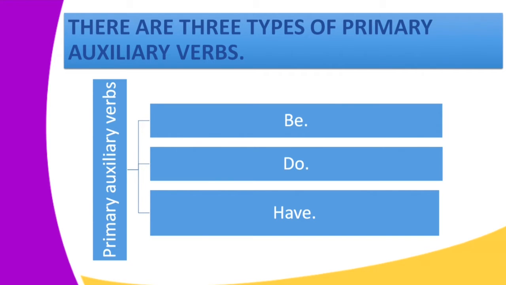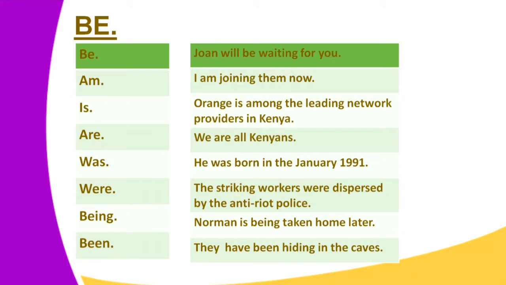Be, do, and have. Now, these 3 forms have their different forms, of course, depending on tense and on number, either singular or plural. Let's start with the verb be. When you talk about the auxiliary verb be, it can take those forms on your screen. We have the first one, which is be. We have is, are, was, were, been, and being.